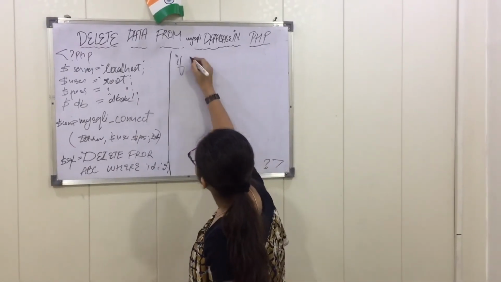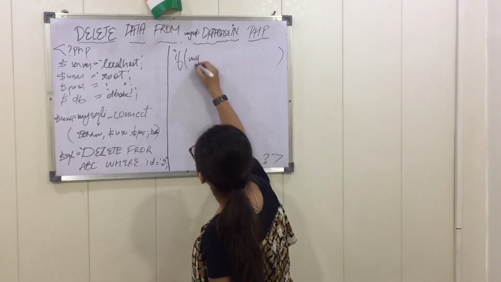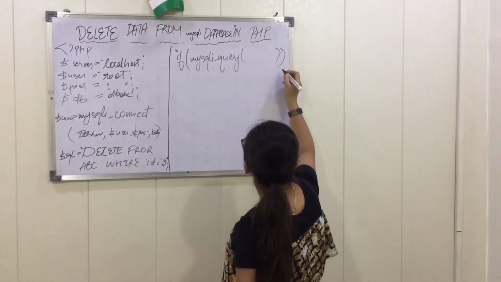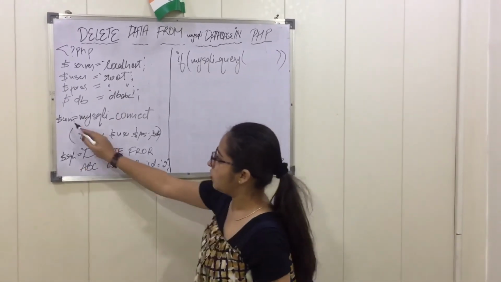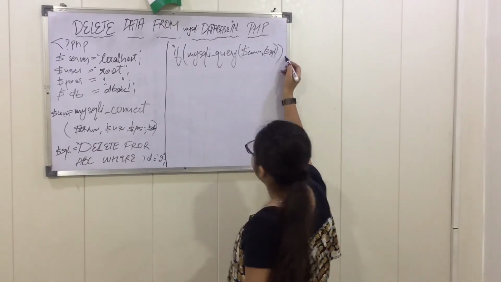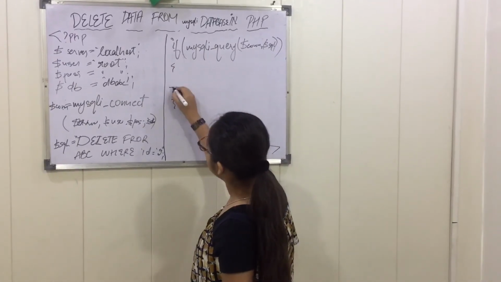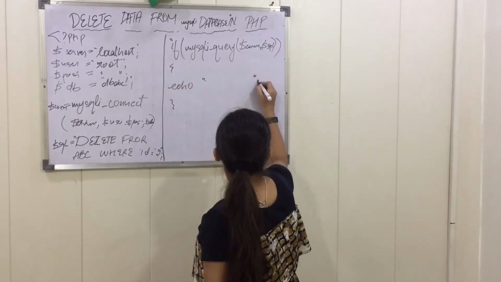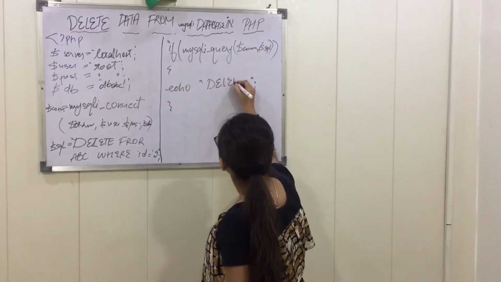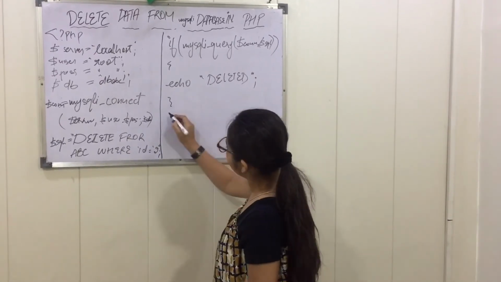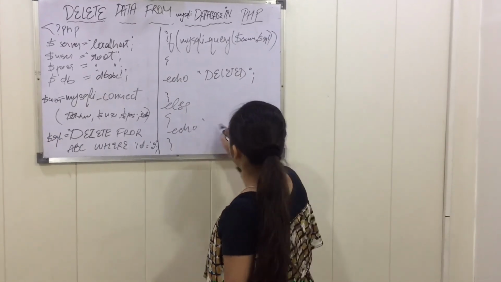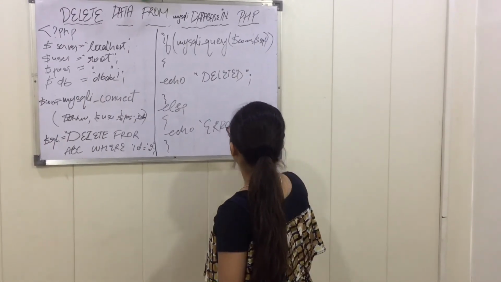In between this, I will write mysqli_query. In between this, I will pass my 2 variables, which are $sql and $connection here. After that, curly braces start and end. In between this, echo, and we will write the message here that deleted, or if this is false, then else. In between this, I am writing echo error if I have done any mistake.